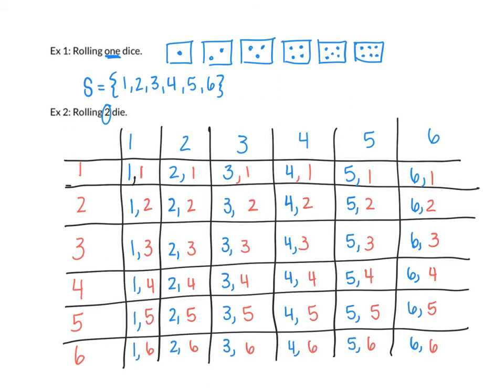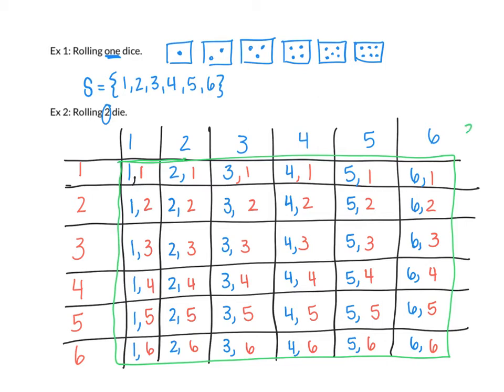Okay, so this is my list of total outcomes, or my sample space. So it is 6 rows of 6 columns, because there's 6 outcomes on the first die and 6 outcomes on the second die. So there are 36 total outcomes that could possibly happen when I roll 2 die.